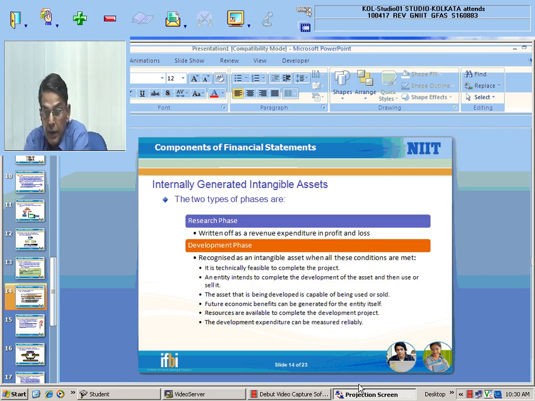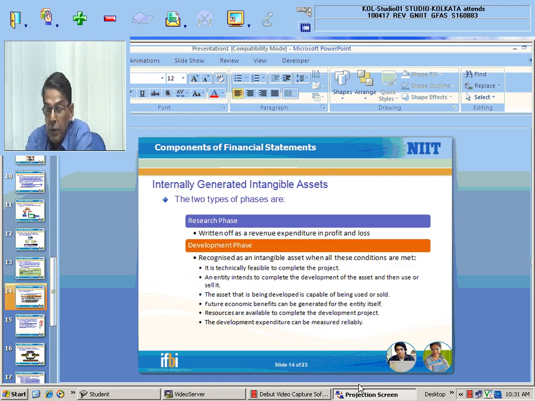Expenditure on research is to be written off as an expense as and when it is incurred, since it is not possible to demonstrate that an asset exists that will generate future economic benefit. During the research phase, whatever expenses are incurred every year will be treated as an expense to the profit and loss account. Research is basically defined as original and planned investigation undertaken with the prospect of gaining new scientific or technical knowledge and understanding.